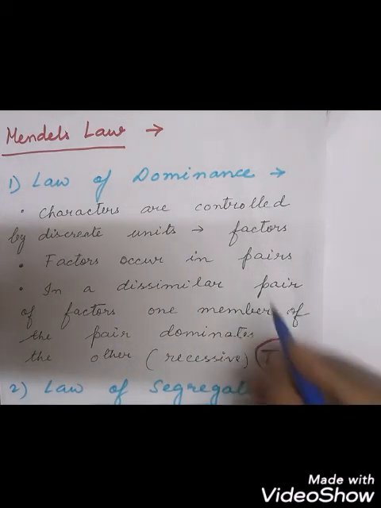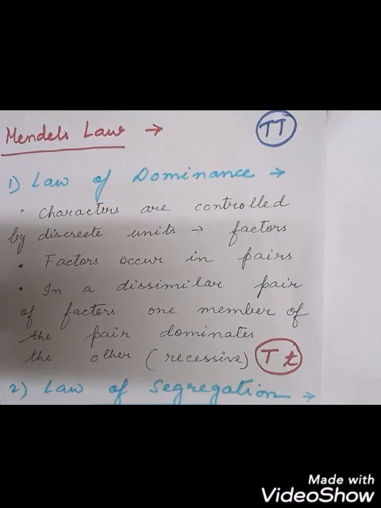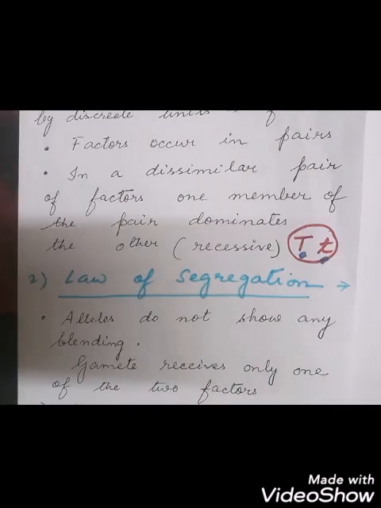And the factors occur in pairs, like we wrote capital T. So they occur in pairs, and out of this one pair, one is dominant and the other is recessive. So this is a dissimilar pair of factors, which we call the heterozygous condition. One member is dominant, the other is recessive. Okay. Next is the law of segregation.